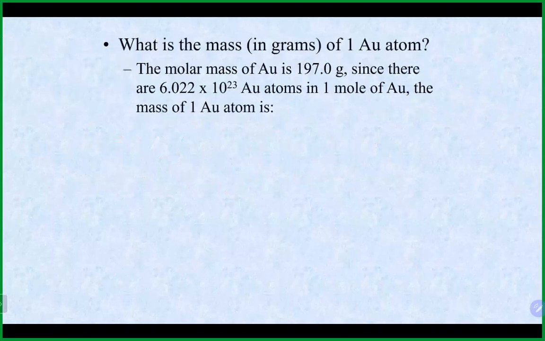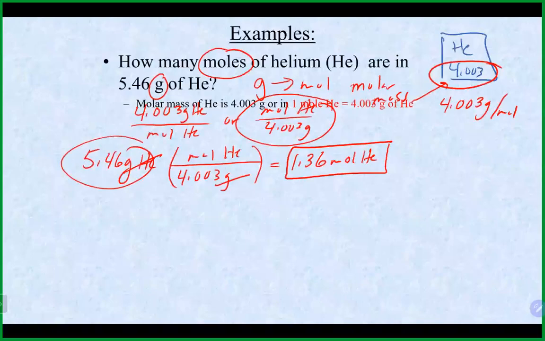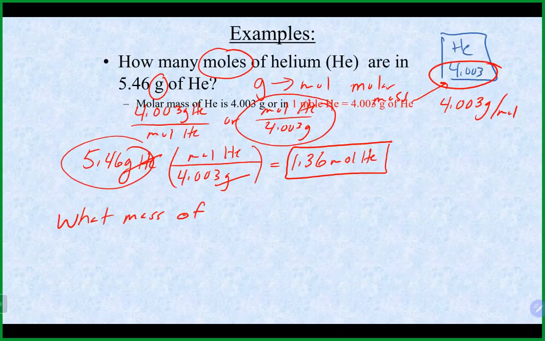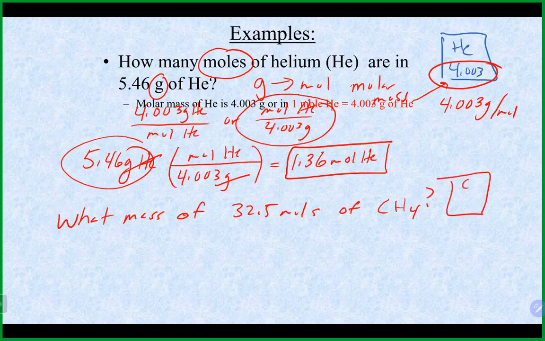So why don't we try this one here? Let's do this one first. What is the mass in grams of 32.5 moles of CH4? So carbon is 12.01. Hydrogen is 1.008. All right, give it a go, see what you come up with in this case.